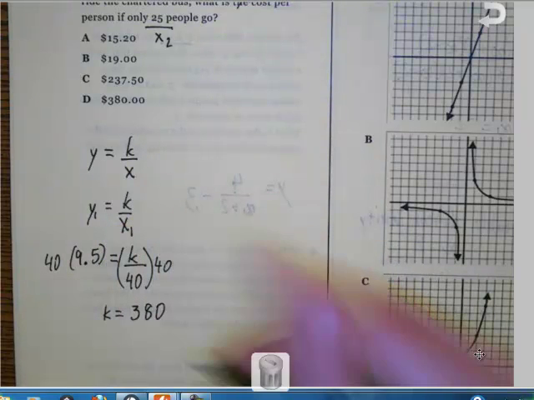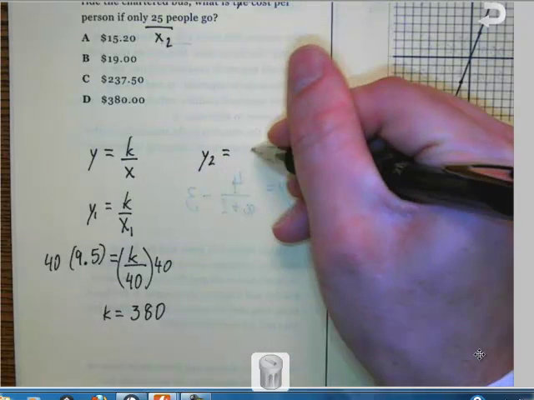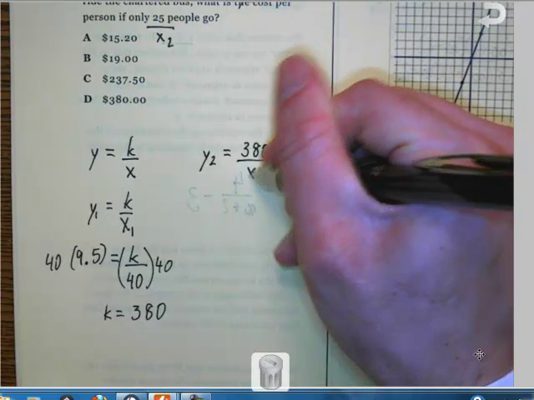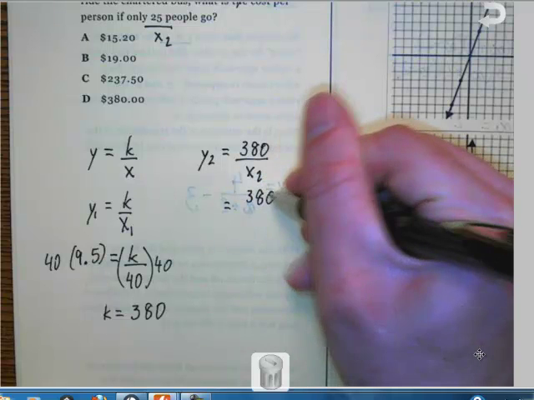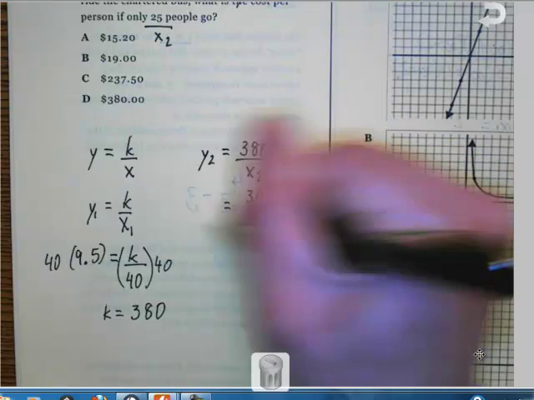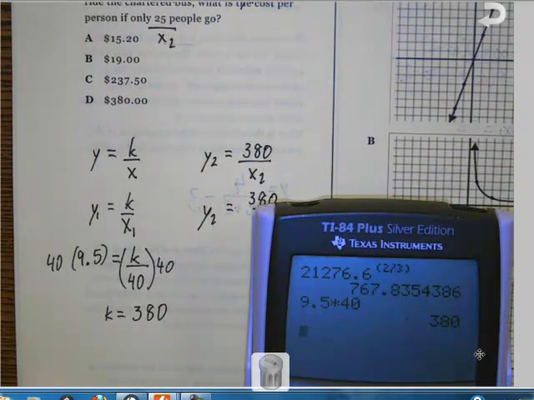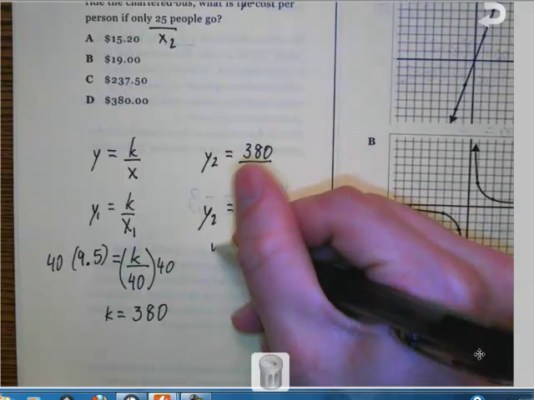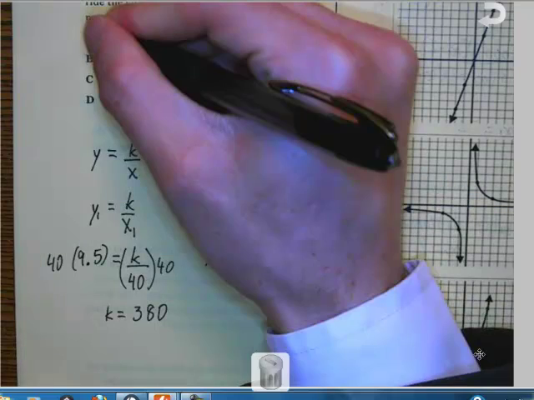And then you do the same thing again, only this time you say that y2 is equal to k, which is 380, divided by x2. In this case, you have that x2 is equal to 25. So you plug that in, and then it's just a matter of division. So you divide 380 by 25, and that gives you 15.2. y2 is equal to $15.20.